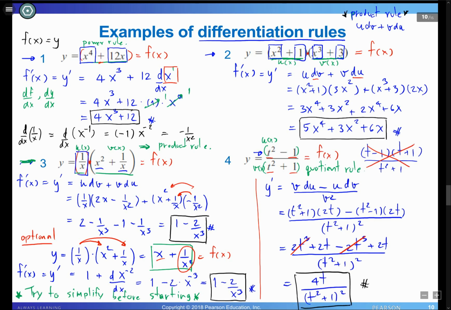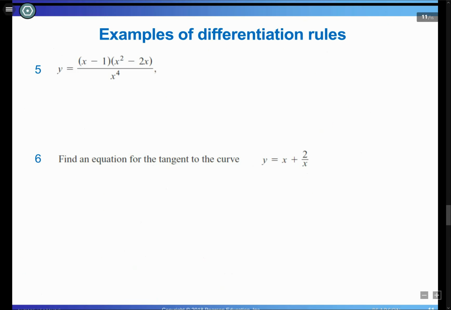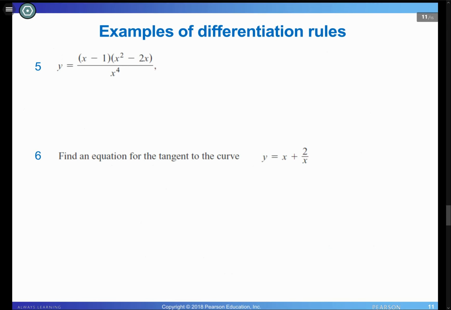Not too bad, right? So let's move on to the next slide, and we have example number 5 and number 6. It's going to be a little bit more challenging. So let's take a look here. Example number 5. This is the function that we have, equal to f of x. And we have both a product and a division. So we have x minus 1 times this group of x squared minus 2x, divided by x to the fourth, and it's going to be a little bit harder. So make a note right here that we have both product and division.